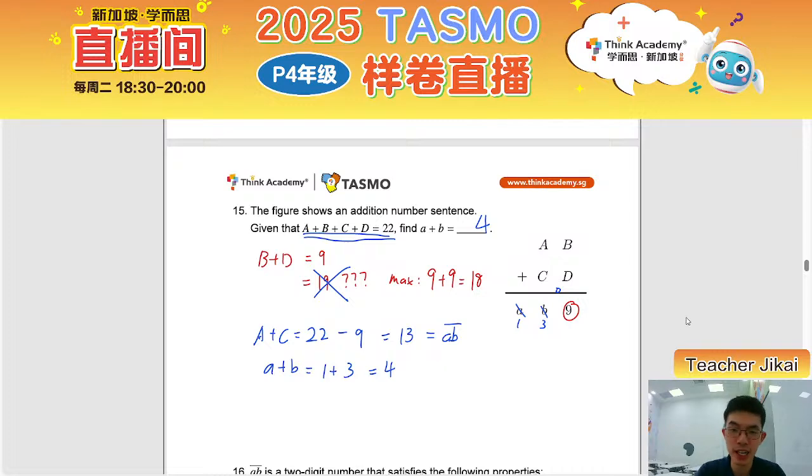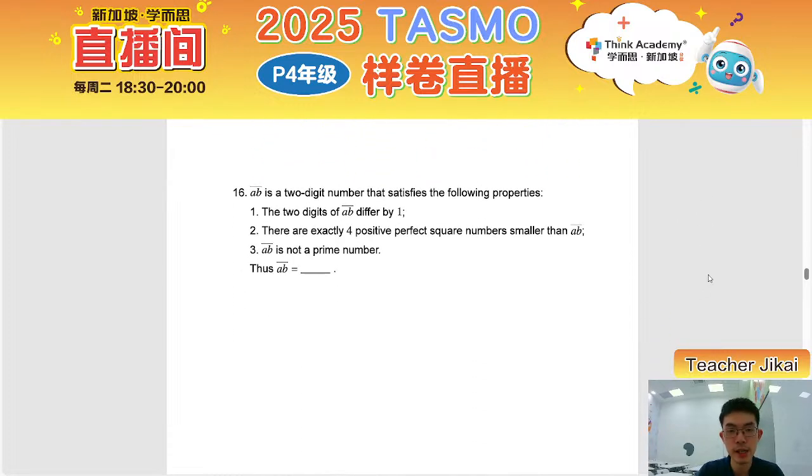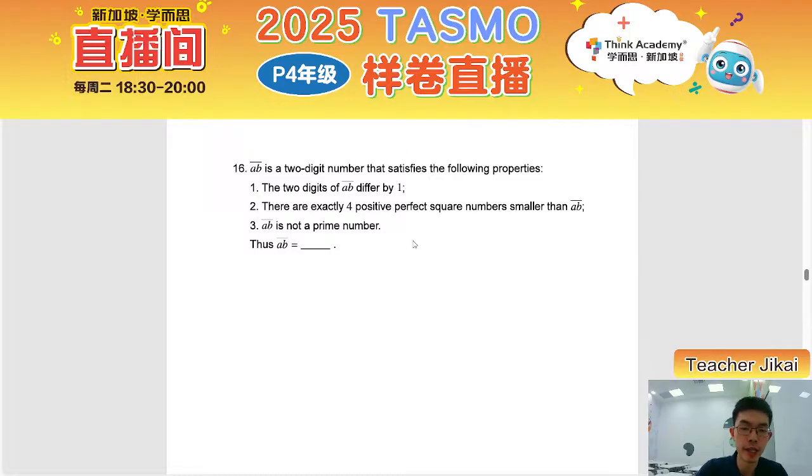Alright, this number puzzle, I think it is easy. Yeah, it is easy. So any questions for the first half of today's paper? Yeah, do you have any questions?